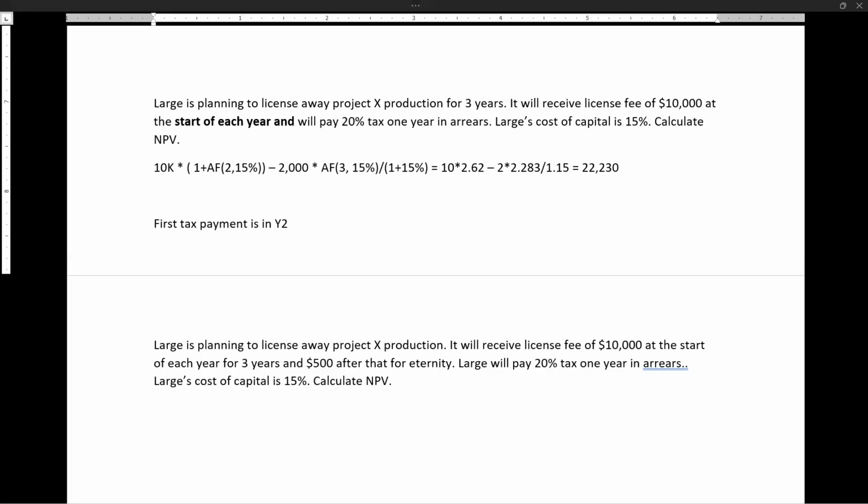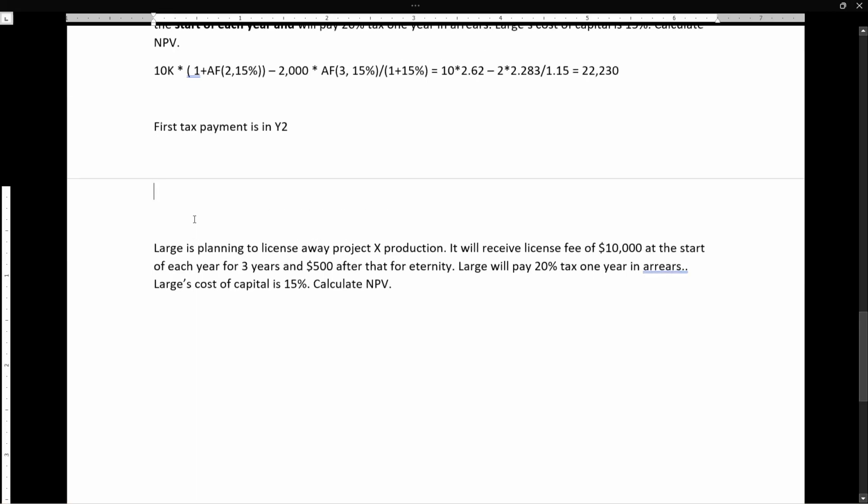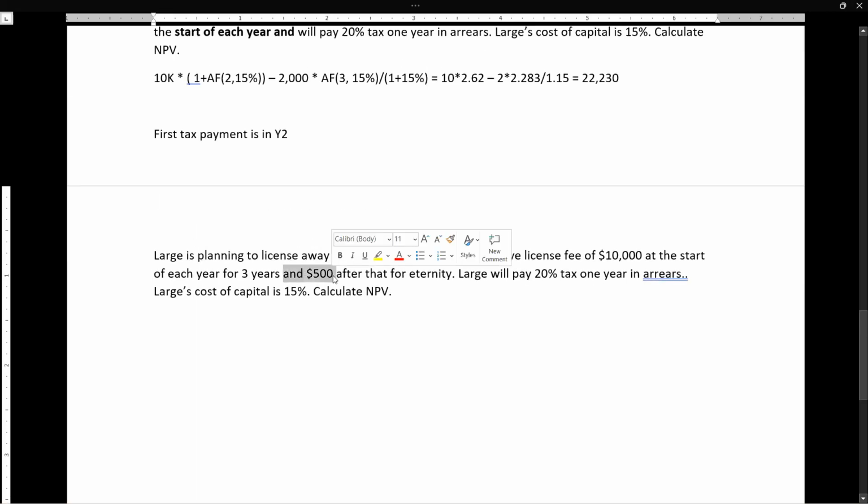So once again, we need to be super careful about when the cash flows are going to happen. And we need to be super careful as to when the tax is going to be paid. So actually, the last tax is going to be paid in period 4. And this is 22,230. Now, we have a similar scenario, but in this case, we also have this 500 that is going to be paid after the third payment for eternity.